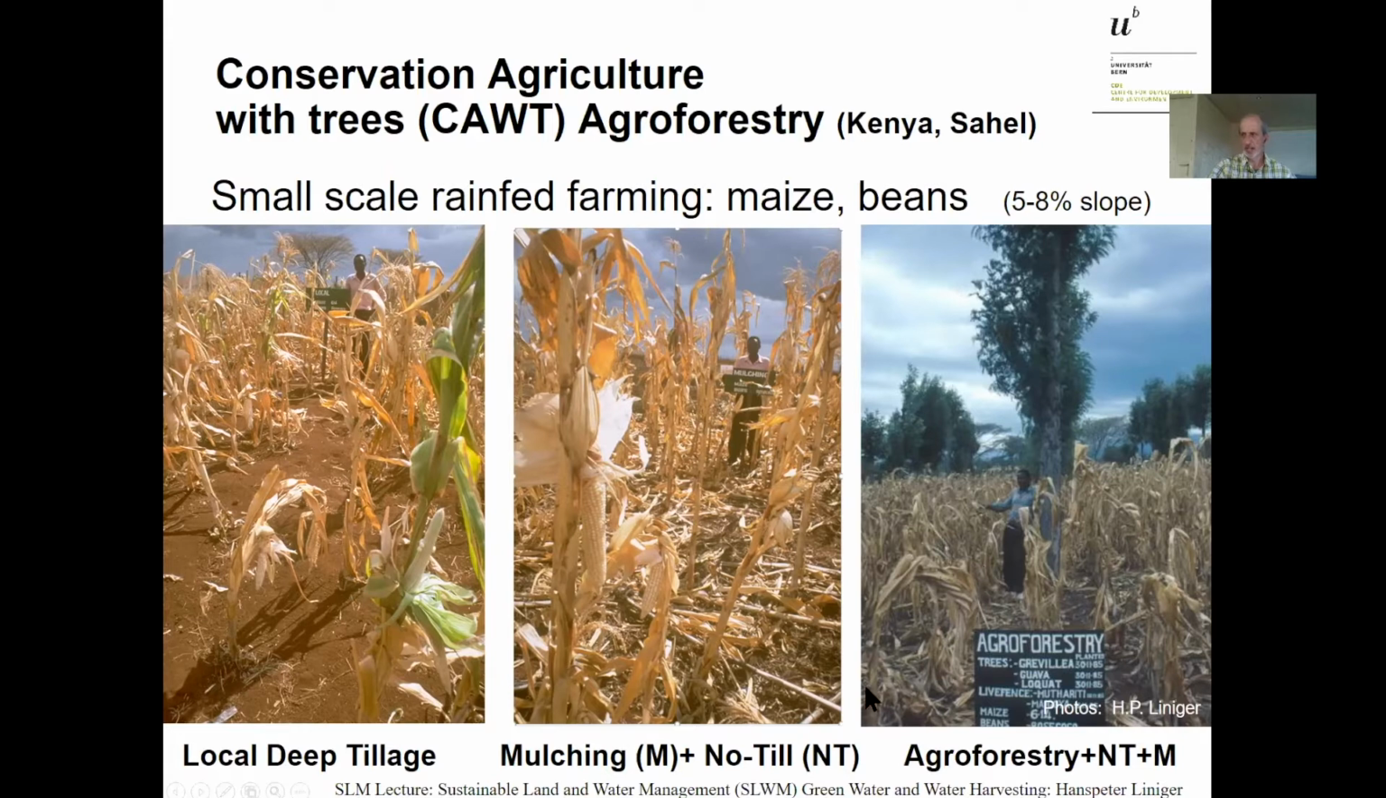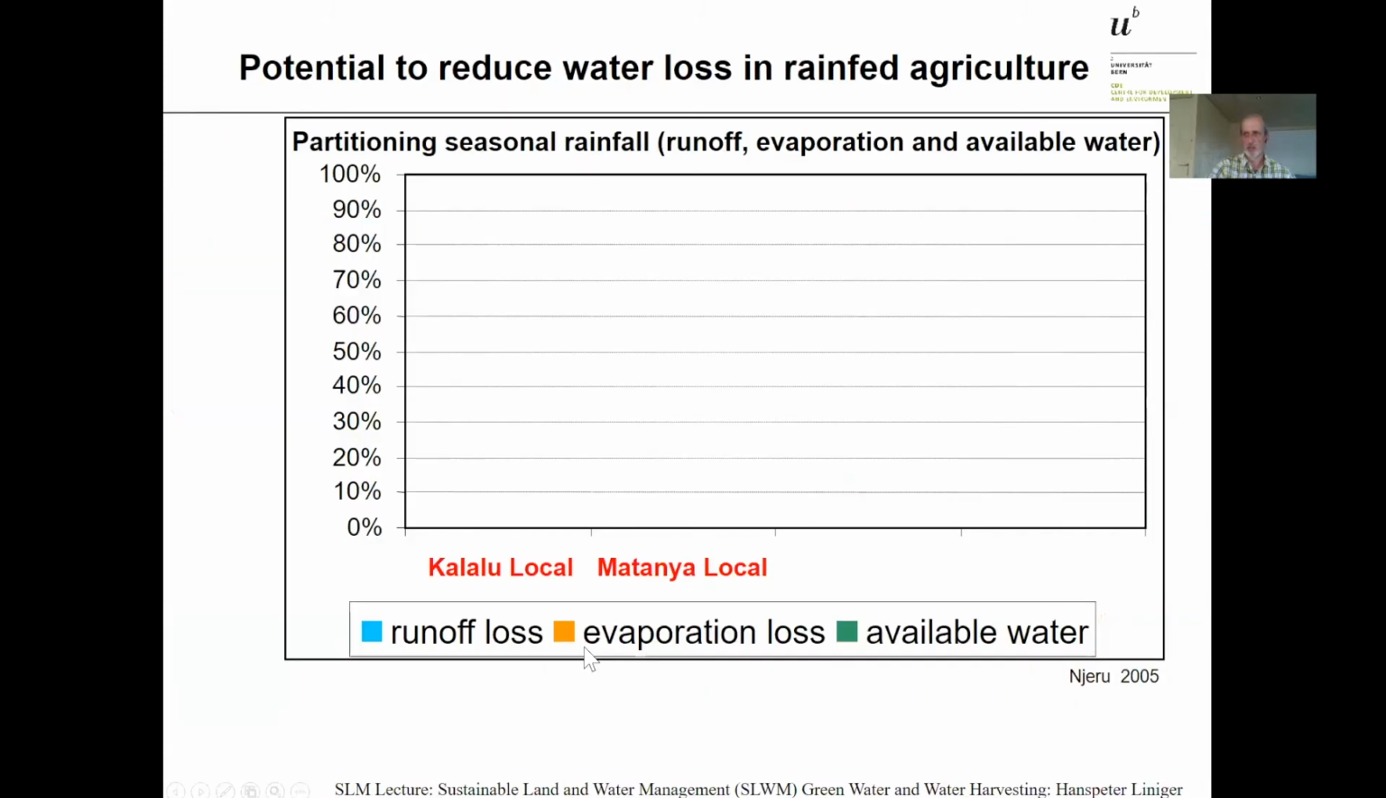And then the same system as mulching, but now combined with trees, agroforestry system, windbreak, shade that you can use, and also providing mulch material. Let us look at the first two ones, what it means in terms of the soil water problem.